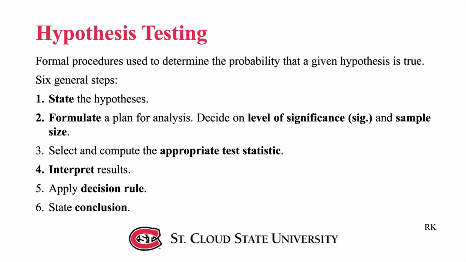Next one is hypothesis testing. It is a type of statistical analysis in which we make assumptions about the data. So these are the general steps on how we can determine the probability that a given hypothesis is true. So first we state the hypothesis, and then we decide on the sample size and level of significance, that is alpha. After deciding this, we compute the test statistics on the data, and then we interpret the result, apply decision rules, and we conclude and interpret the result.